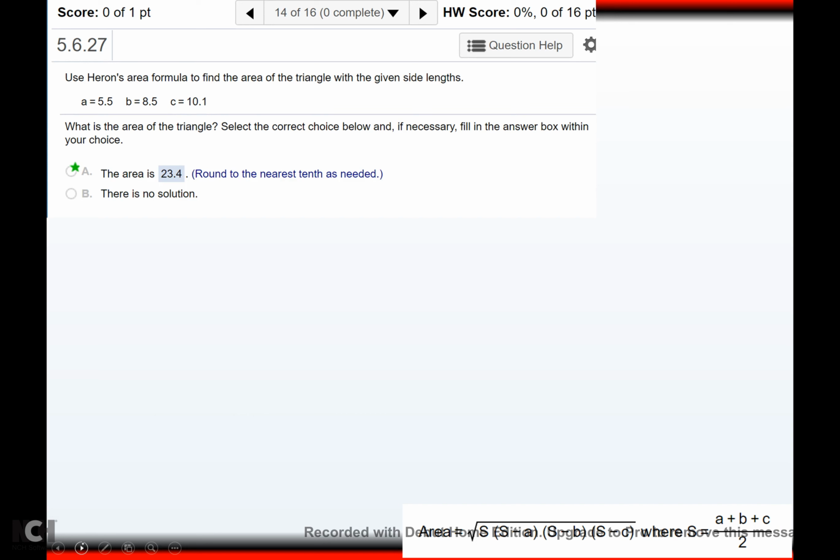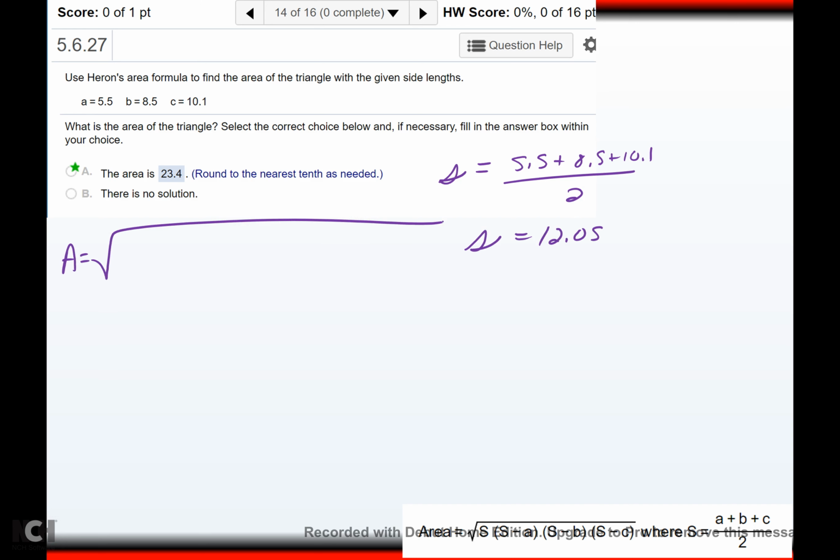All right, again, 3 sides, so we'll use Heron's formula. I gotta find my semi-perimeter, which is the 3 sides added up, divided by 2, which gives me a semi-perimeter of 12.05. So my area is the square root of 12.05 times 12.05 minus A, 12.05 minus B, 12.05 minus C.